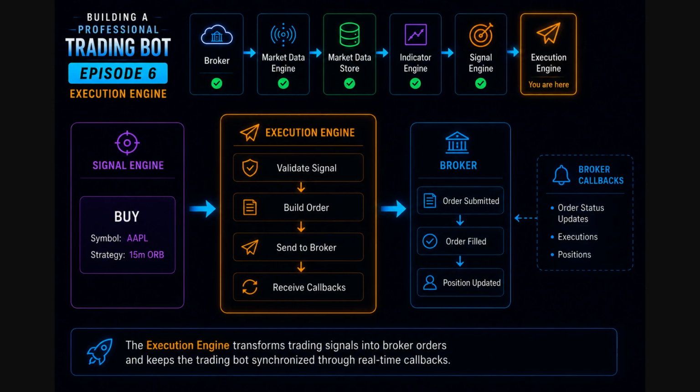In the next episode, we'll build the execution engine. So far, our trading bot has been receiving information from the broker. In episode 6, we'll complete that loop by sending instructions back to the broker and placing our first orders. We'll also handle the broker callbacks for order updates, executions, and positions, allowing our trading bot to keep track of everything that happens after a signal is generated.